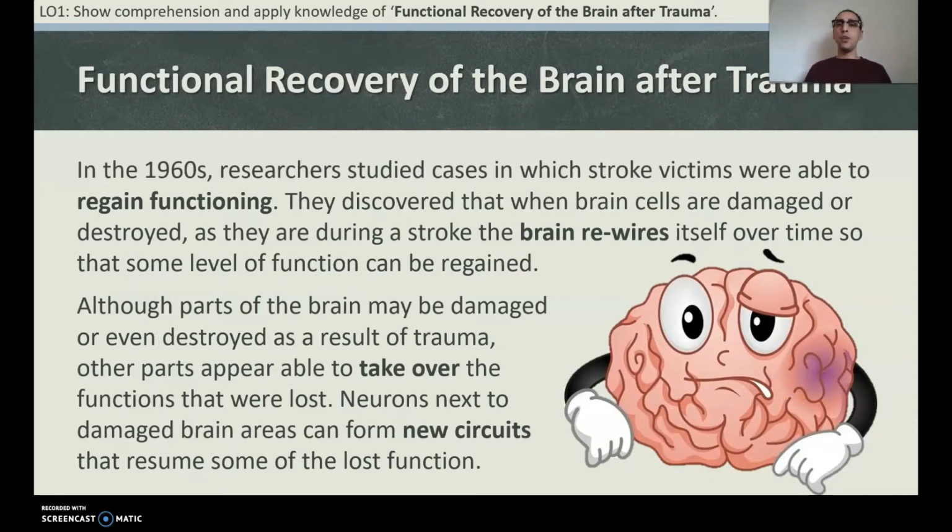In the 1960s, researchers studied cases in which stroke victims were able to regain functioning. They discovered that when brain cells are damaged or destroyed, as they are during a stroke, the brain rewires itself over time so that some level of function can be regained. Although parts of the brain may be damaged or even destroyed as a result of trauma, other parts of the brain appear to be able to take over the functions that were lost. Neurons next to damaged areas can form new circuits that resume some of the lost function. How good is the brain? Well done, brain.